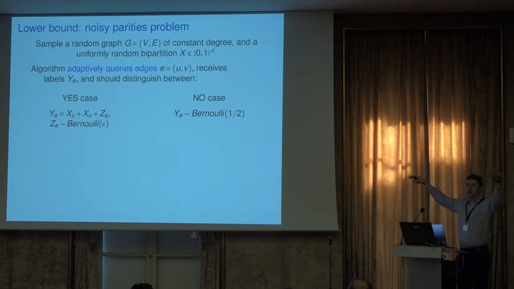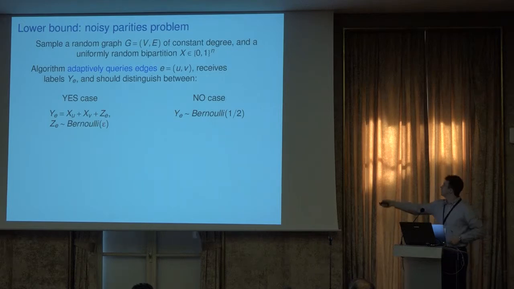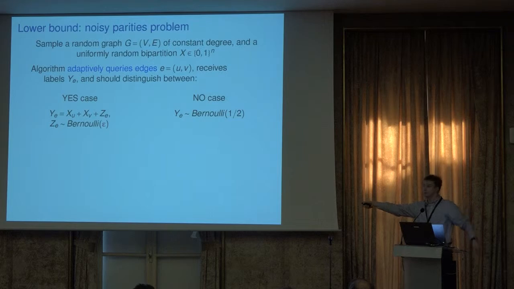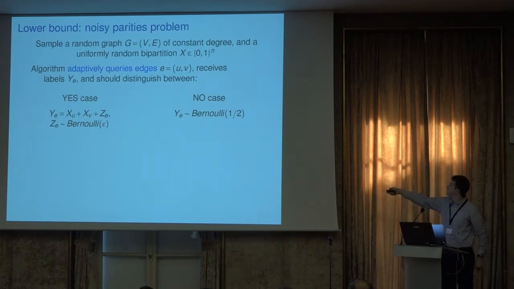Now the game can be in two cases, either the yes case, the informative case, or the no case. In the yes case, the labels that the algorithm receives tell it whether or not this corresponding edge goes across the bipartition, except sometimes there are errors. So every label is nothing but the XOR of the corresponding bits on the endpoints, plus some noise random variable z, which is Bernoulli epsilon.